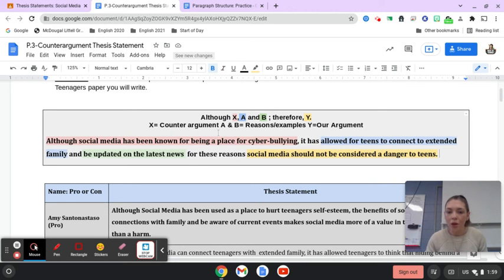Otherwise, you just need to know where all of these items are placed so that we can go about starting to write our very first paragraph. Okay.